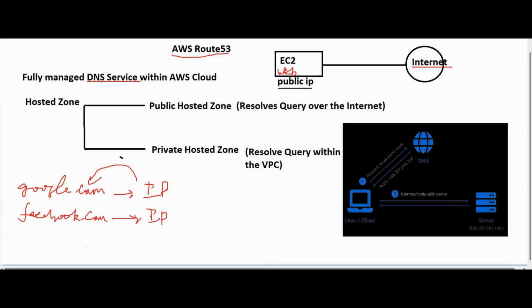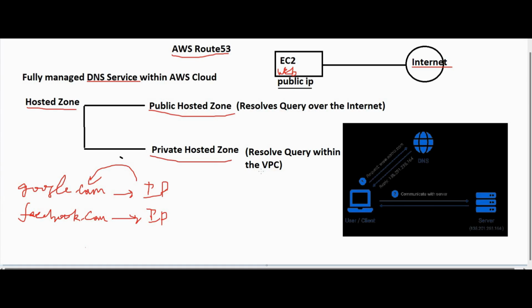In Route 53, there are two types of hosted zone. One is public hosted zone, which is used by companies like google.com or facebook.com, which resolves over the internet. So we are able to access google.com or facebook.com. The DNS service that the public over the internet can access is called public hosted zone.